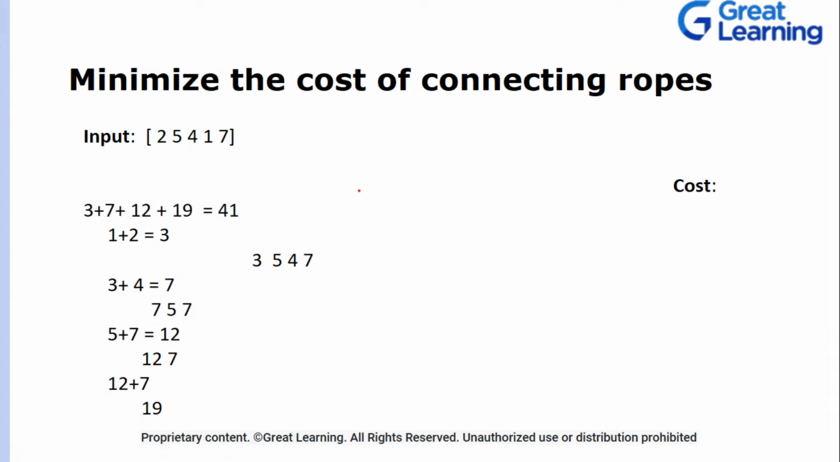So you have this array over here, right? 2 5 4 1 7. So this is the length of a rope, right? Now what the question is, you want to minimize the cost of connecting these ropes. So this is the cost associated with connecting this rope with this rope. This is the cost, right? When you add them up, this is the cost that you will be getting, and now you want to minimize the cost.